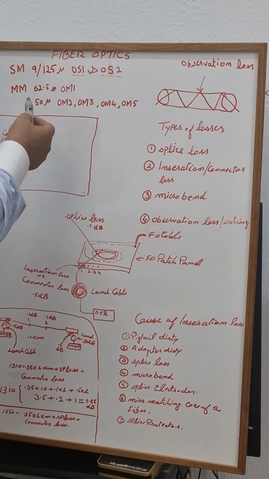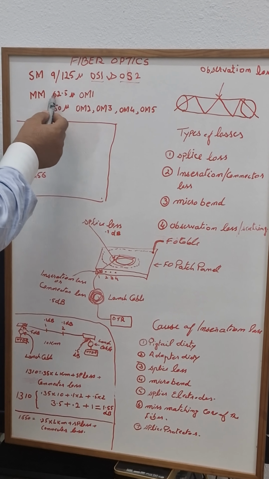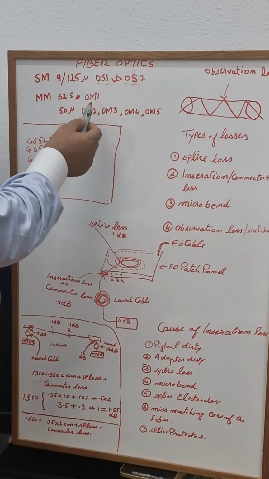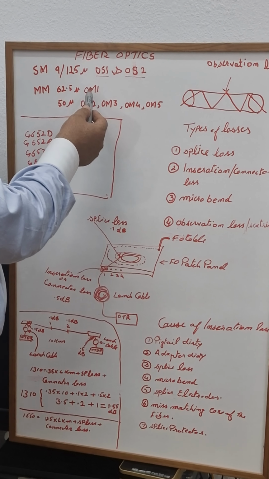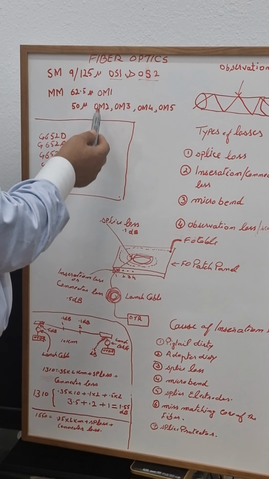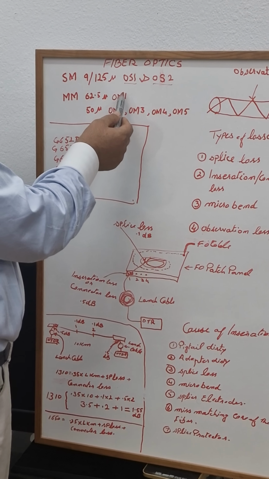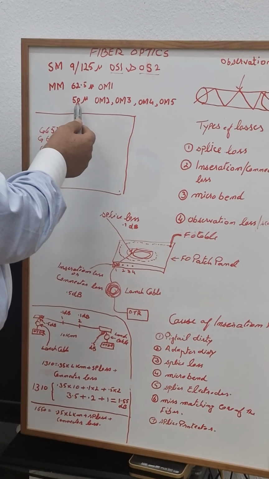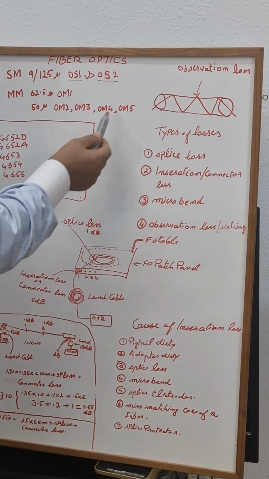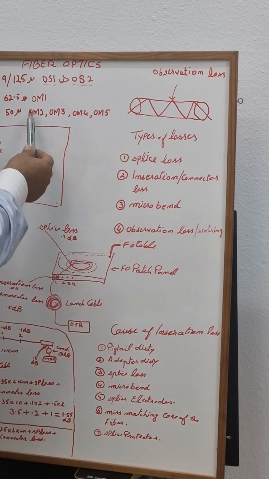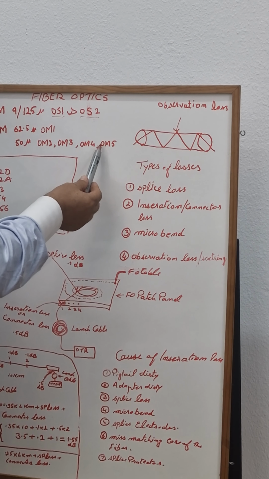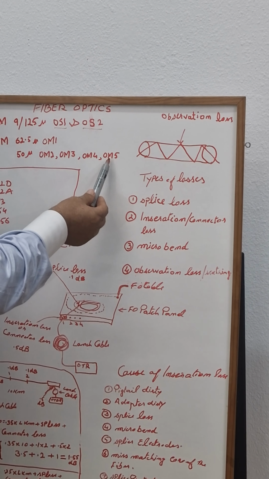In multi-mode fiber, there are two types of diameter. 62.5 is called OM1, and some years before it was widely used, but now 50 micron. In 50 micron, we call it OM2, OM3, OM4, OM5. So basically, the bandwidth has been increased in this one. OM5 is the latest one.